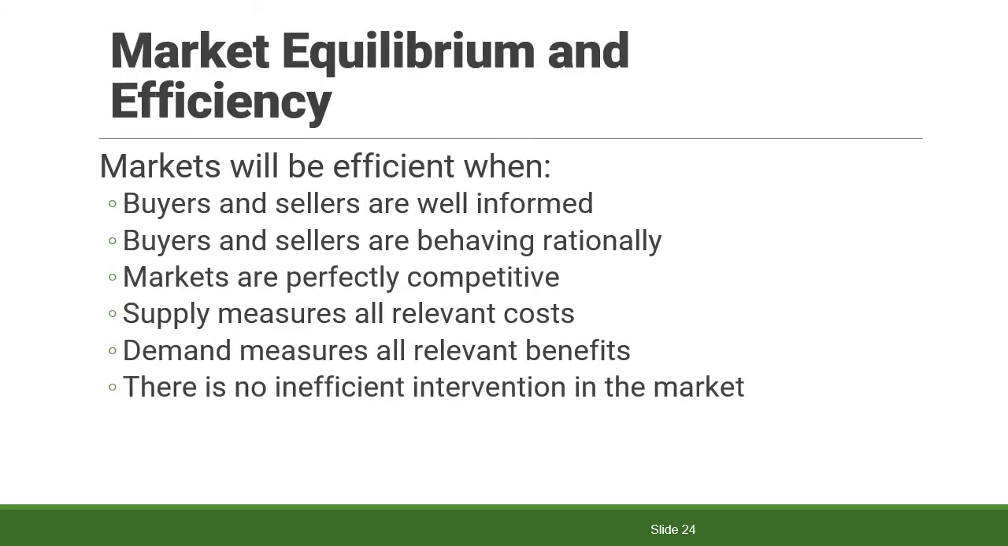Now, in any market economy, the goal is to hit market equilibrium as it represents the most efficient allocation of resources. So markets will only be efficient when buyers and sellers are well informed. So everybody knows the parameters by which economic decisions are being made, and that the prices reflect the real costs of producing a particular good. Second, that buyers and sellers are behaving rationally, so they make decisions relative to what affords them the most utility.